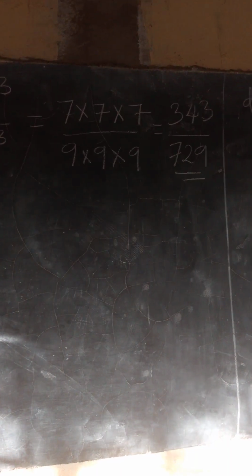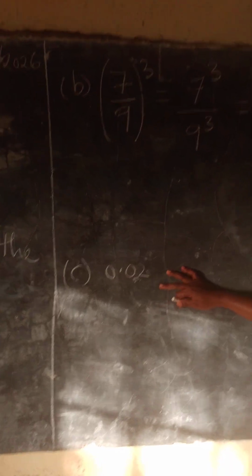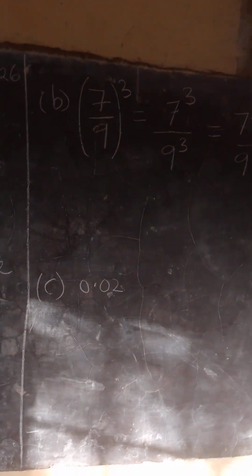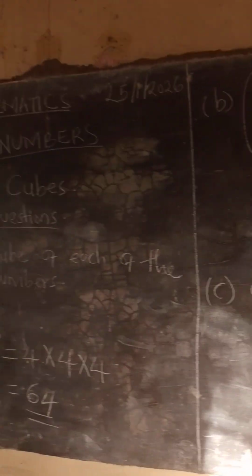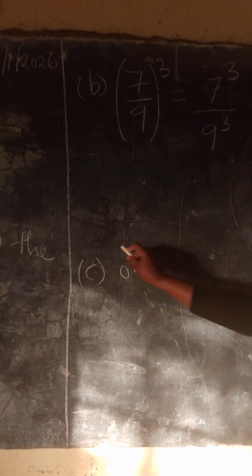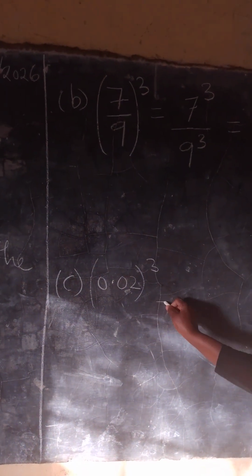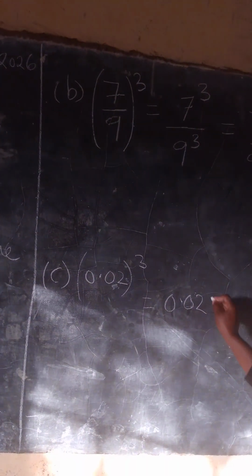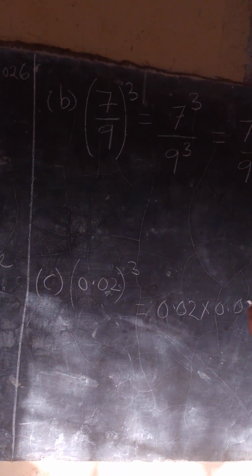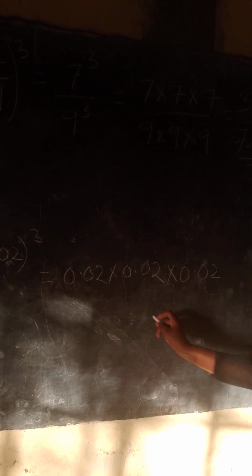Let us move to part C of the question. You can see this is a decimal. I chose these questions deliberately, with an intention: a whole number, a fraction, then a decimal. Good. So we take the cube of this number, which is the same as writing 0.02 times 0.02 times 0.02.